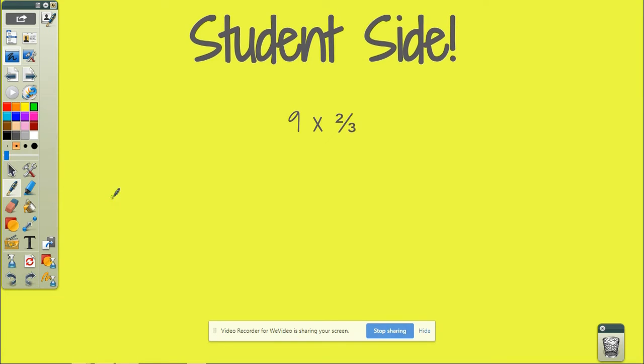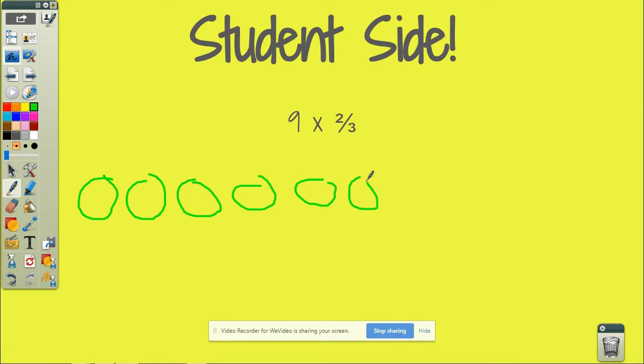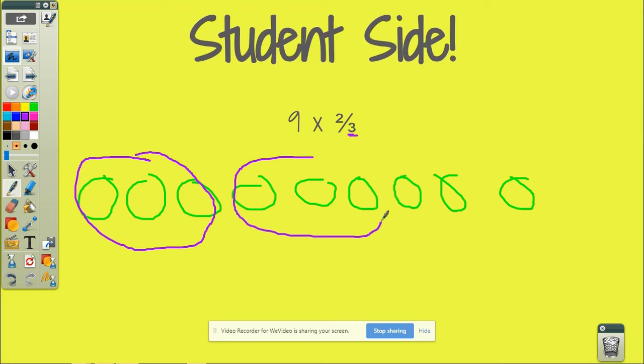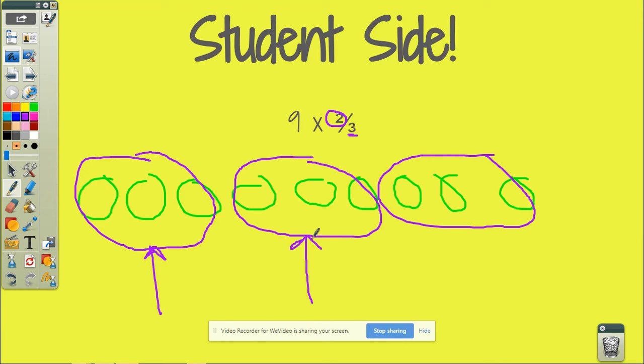All right, next up, we have 9 holes. 1, 2, 3, 4, 5, 6, 7, 8, 9. Ooh, those are ugly. All right, 2/3 of 9. So I have 3 groups. 1, 2, 3. And I want to know how many are in 2 of the groups. 1 group, 2 groups. So I've got 1, 2, 3, 4, 5, 6.